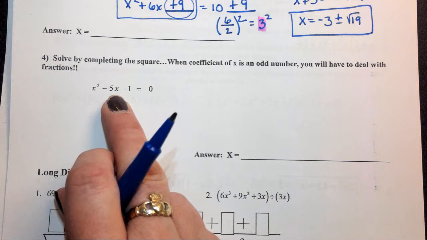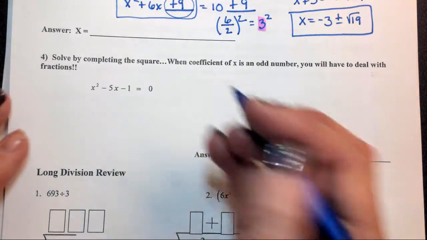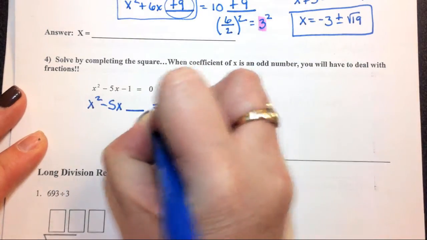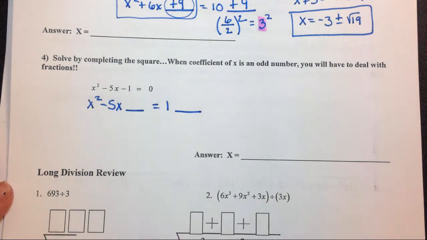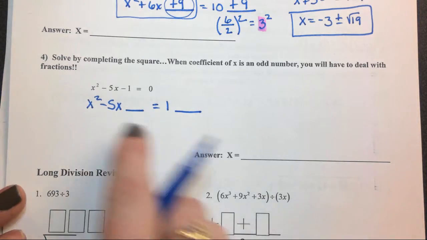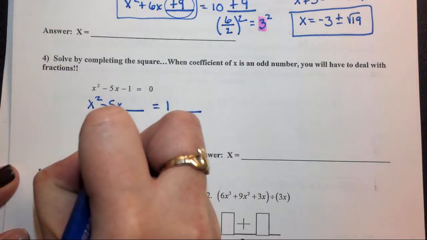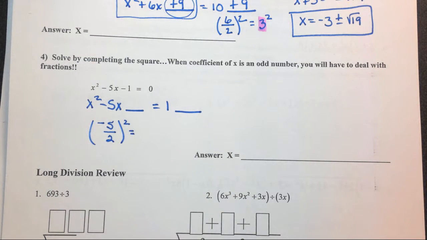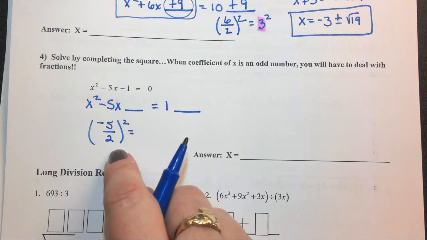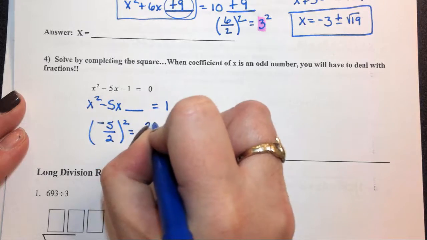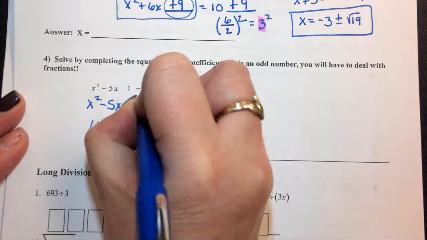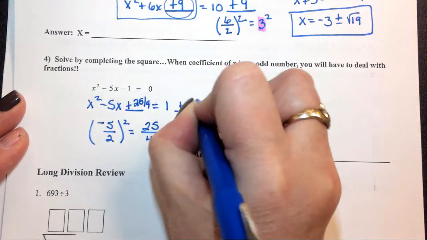So what are we going to do first to start completing the square? What do we have to do with this minus 1? Add 1. I'm going to leave a blank here, equals 1 and then a blank. So now, completing the square, we take the coefficient of x, we divide it by 2, and we square it. So when you square a fraction, remember you have to square the numerator and the denominator. So what is negative 5 over 2 squared? 25 over 4. So I'm going to add 25 over 4 on the left, and I'm going to add 25 over 4 on the right.